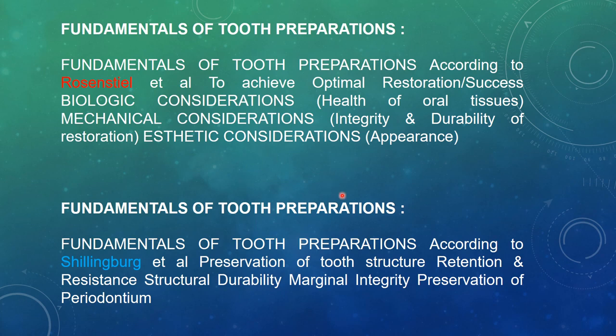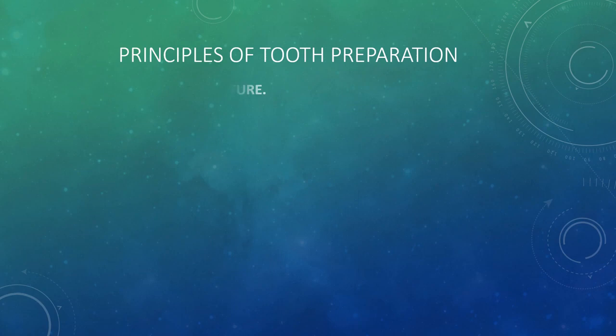Coming to the fundamentals of tooth preparation according to Schillenberg. Guys, I keep on talking about Schillenberg and Rosenstiel, the standard textbooks of FPD. These are the names of the authors. According to Schillenberg, the fundamentals of tooth preparation are preservation of tooth structure, retention and resistance, structural durability, marginal integrity, and preservation of periodontium. So basically, according to him, it can be divided into these groups.